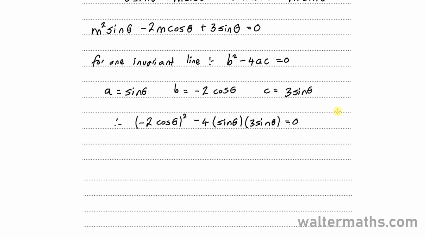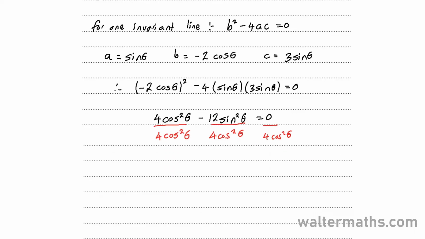So we can simplify this. So we'll be having here 4 cos squared theta minus 12 sine squared theta, and that's equal to 0. Now we can divide all the terms by 4 cos squared theta, and if we do that, then we'll be having here on the left side 1 minus 3 tan squared theta equal to 0, which gives us tan squared theta being equal to a third.